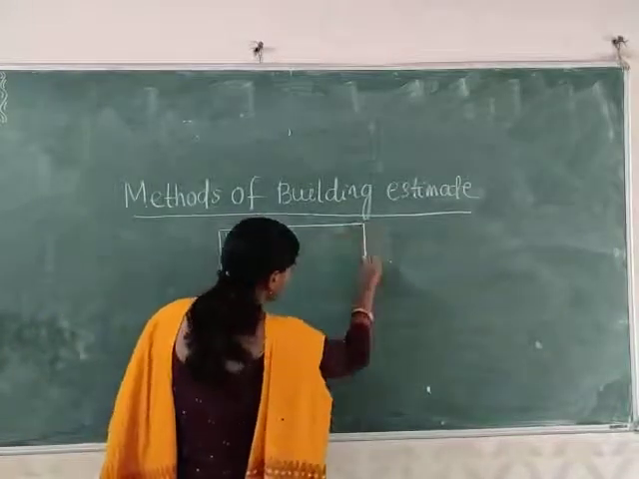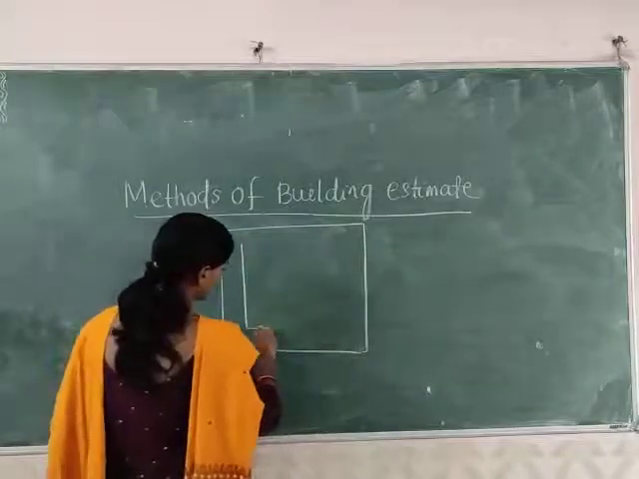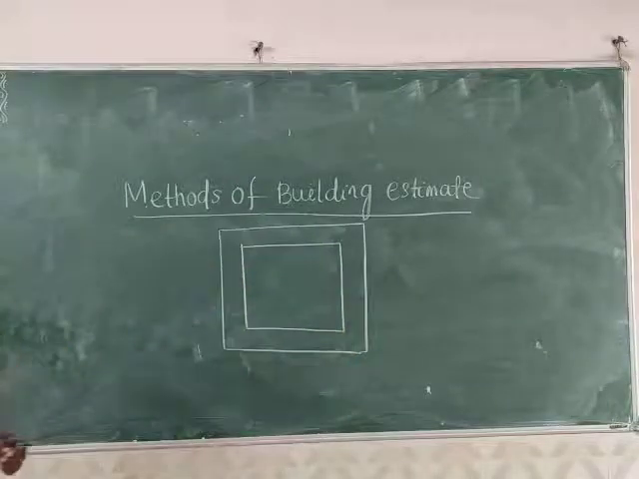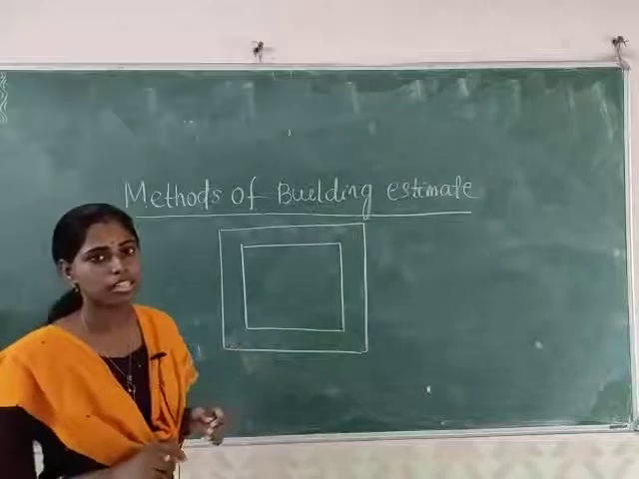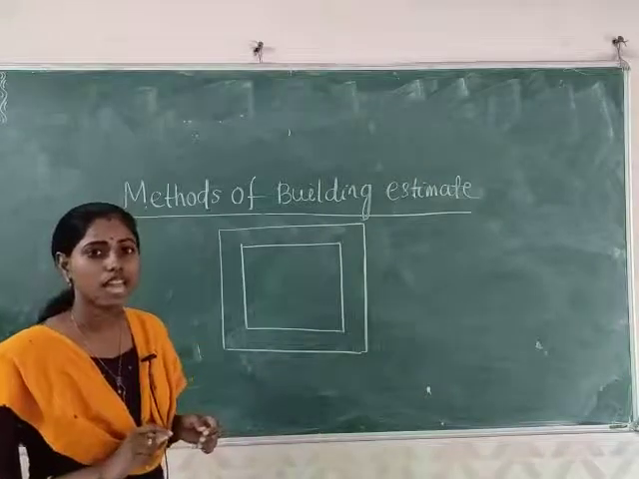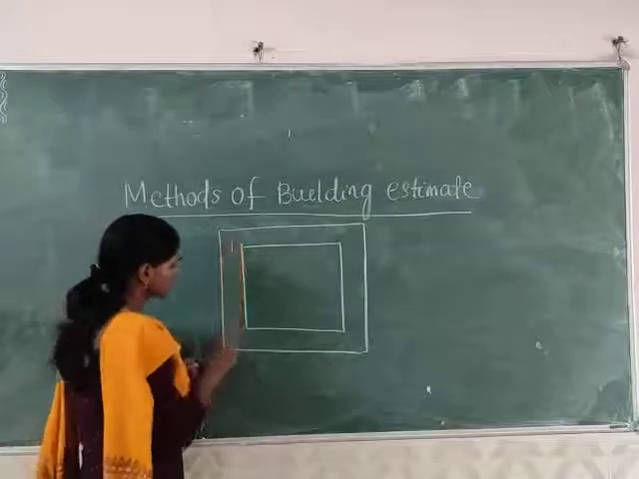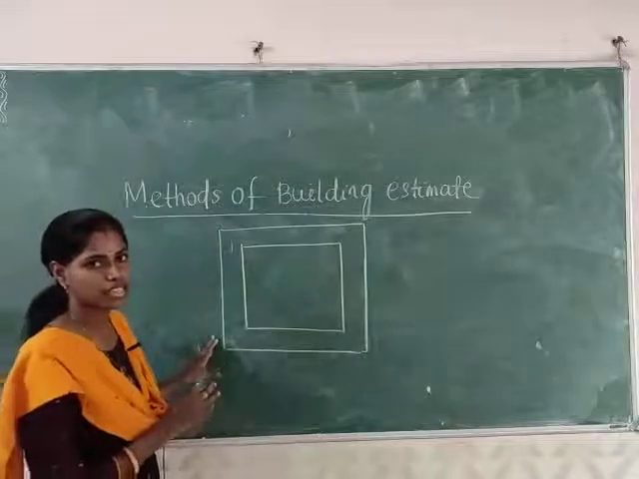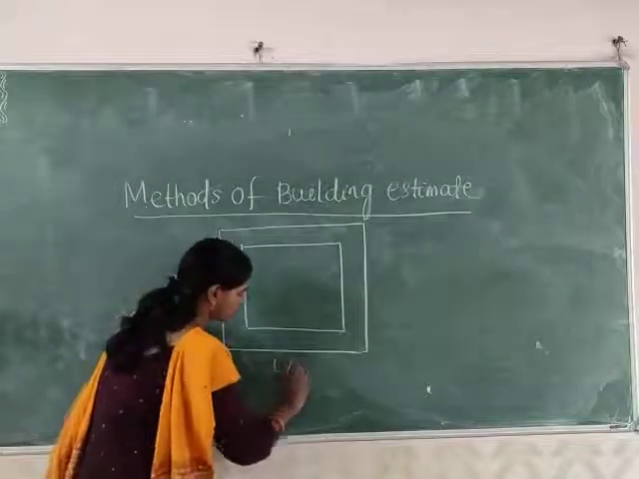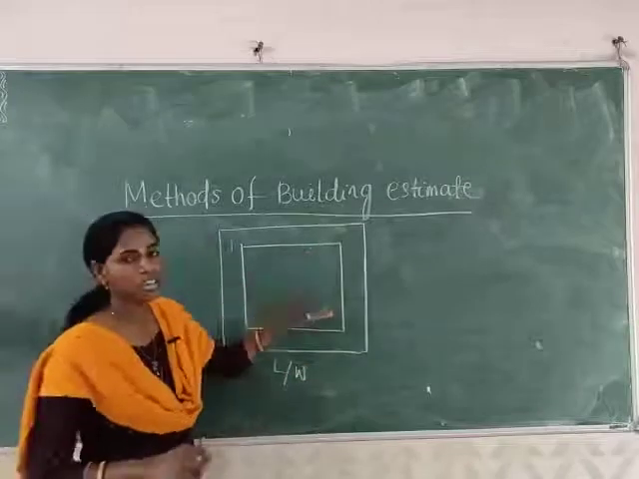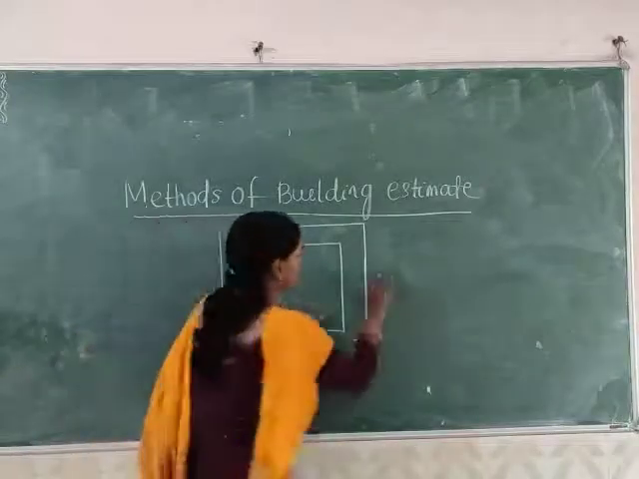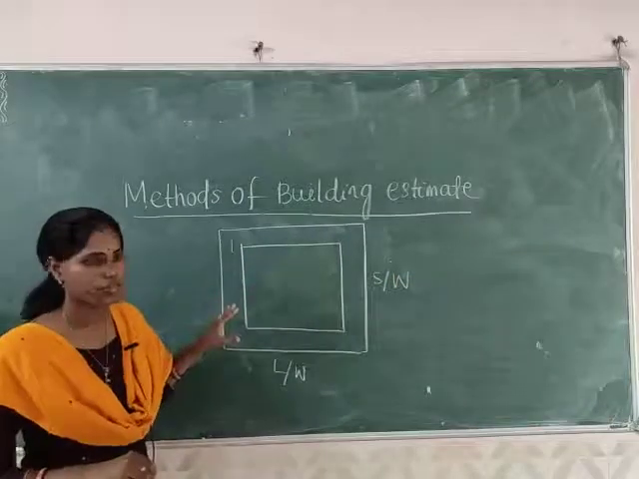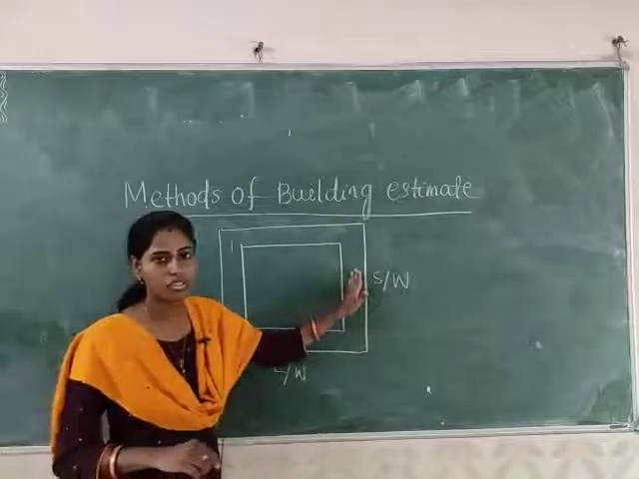Consider the plan of a single room. The first step associated with the long wall and short wall method is the selection of long wall and short wall. In this drawing, generally the wall which is running longitudinally is taken as long wall and the wall which is running transversely is taken as short wall. So, here the selection part is over. This is your long wall and this one is your short wall.